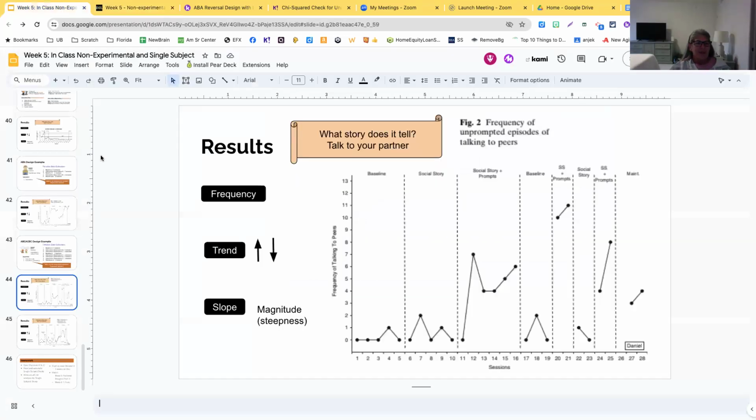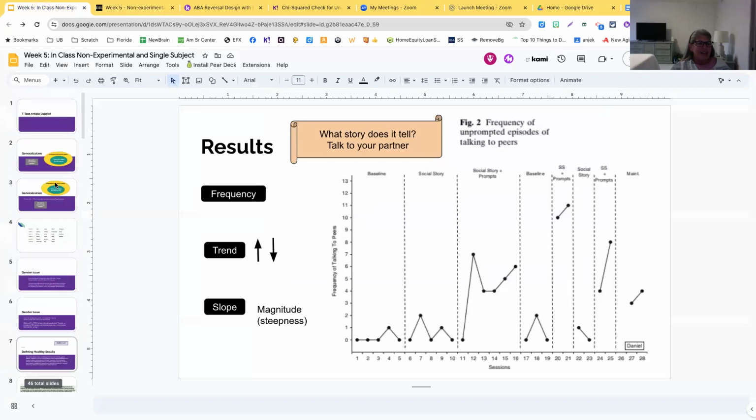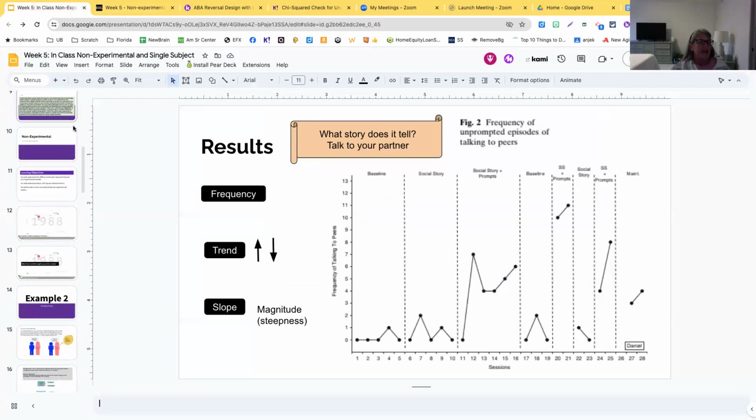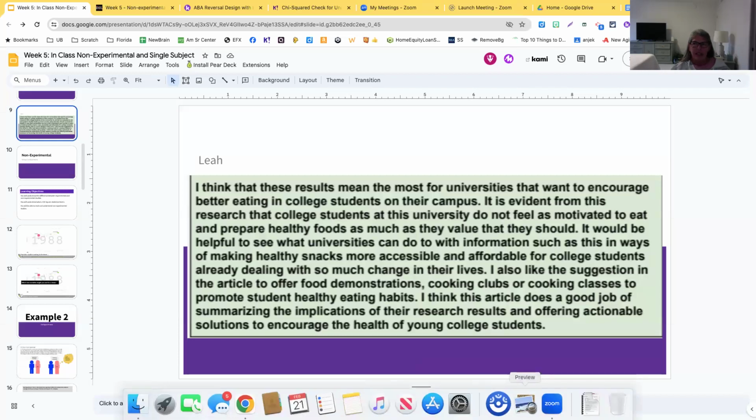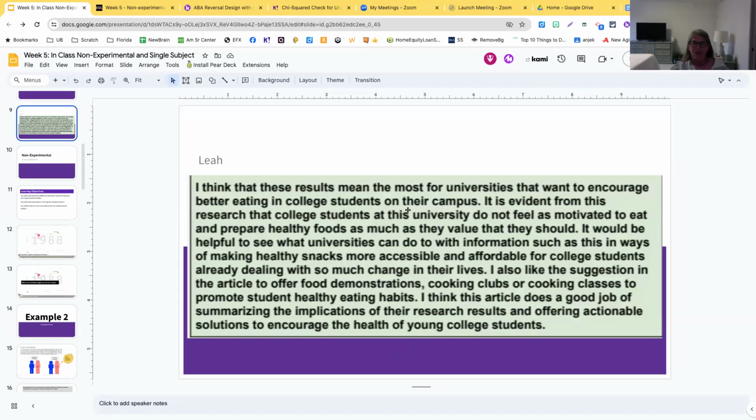And the other thing that I just want to mention before we go is I did find Leah's piece and I put it on here. I just want to end with this, thinking about what Leah said at the end of her article last week. Notice how she is really articulating what this means? She says, I think these results mean the most for universities that want to encourage better eating in college students on their campus. It's evident from this research that college students at this university do not feel as motivated to eat and prepare healthy foods as much as they value that they should.